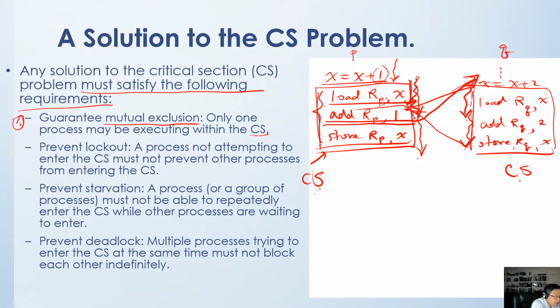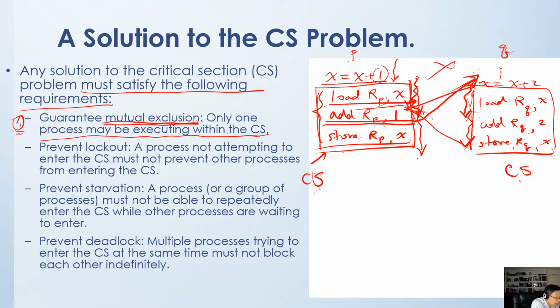That means when you switch away from process P, which is currently executing in the critical section, and then you switch to another process Q, Q is also executing in the critical section. So now both P and Q are in the critical section. Condition 1, mutual exclusion, says only one process may be executing within this critical section. If that's the case, then this is never going to happen.